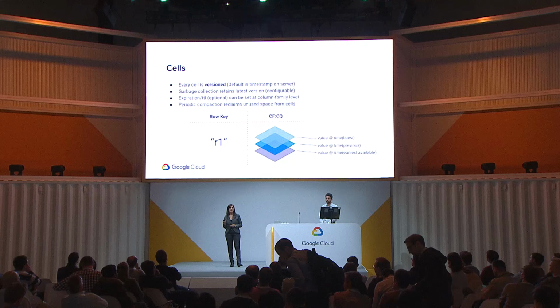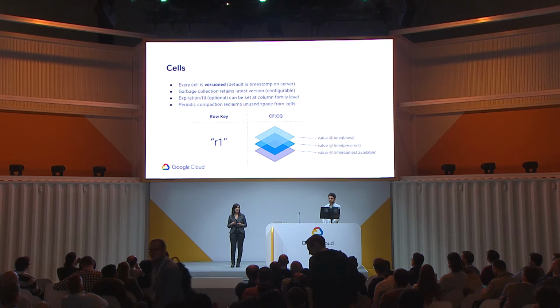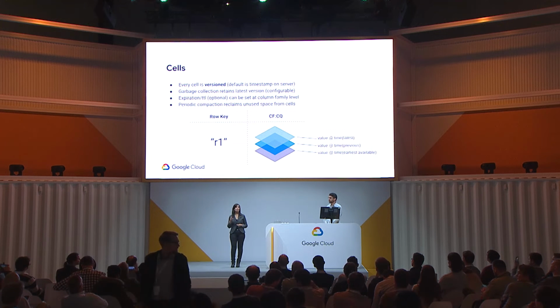What do I mean? That you can have, in one row, 100 cells, and in the other, you can have only 50 cells. So you don't pay for what you don't write. Each one of these cells has multiple dimensions. So the cell is per key, it's per column family, it's per column, but it's also versioned.